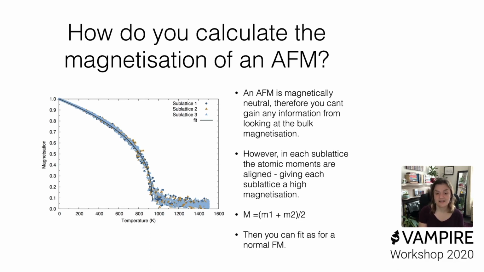However, if we look at the magnetization length of either of the sublattices, as we've just plotted in GNU plot, you can see that at low temperatures, each sublattice has a very strong magnetization. So we take the magnetization of the antiferromagnet to be the average magnetization of the two sublattices. So we've done M equals M1 plus M2 divided by 2. And then from this, we can fit as you would for a normal ferromagnet.